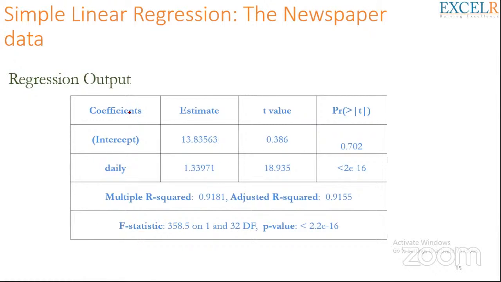And a few more things we have to analyze. So as part of regression output, when you get the regression, you will get the intercept. So this is beta naught. This is the estimated value of beta naught from the data set.